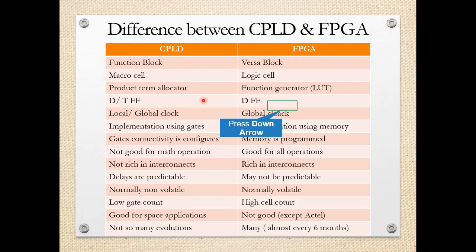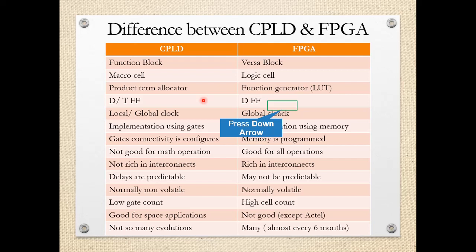In CPLD, we can have a local or a global clock. In FPGA, we have only a global clock. CPLD implementation is using logic gates. FPGA implementation is using memory. CPLD gate connectivity is configured. FPGA memory is programmed. CPLD is not good for math operations, whereas FPGA is good for all types of operations. CPLDs are not rich in interconnect, whereas FPGAs are more rich in interconnects. In CPLD, we can have predictable delays. In FPGA, it is very difficult to predict the delays.